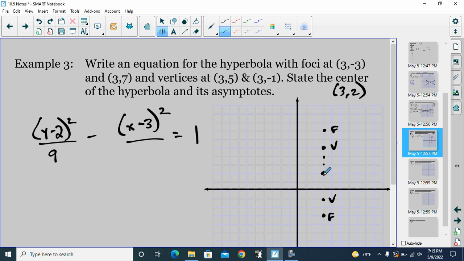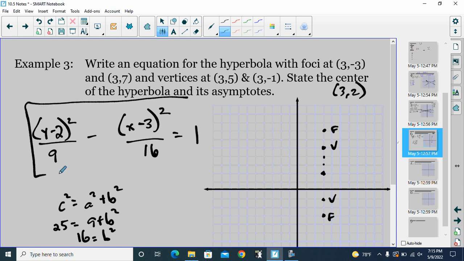Distance from center to focus is 5. So then I can use c squared equals a squared plus b squared to solve for b. b squared is 16, so I can fill that in on my equation here. One ran into my answer box.